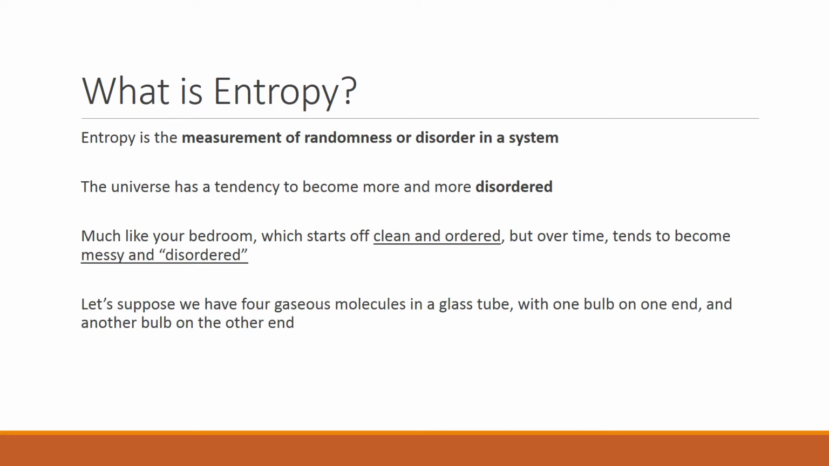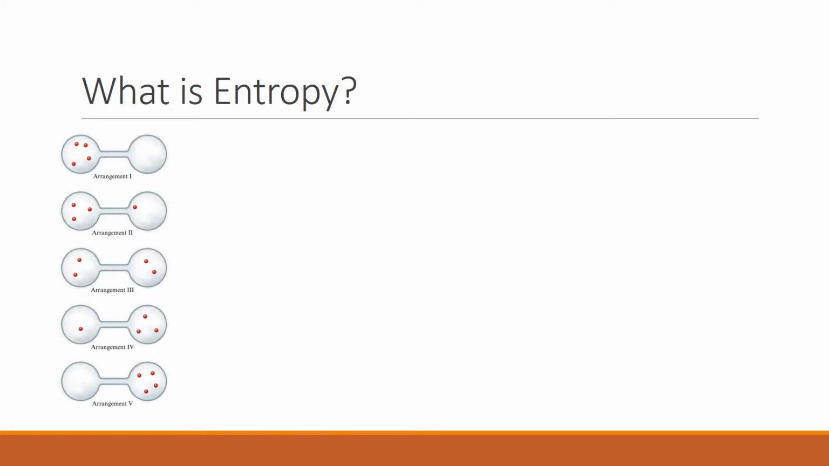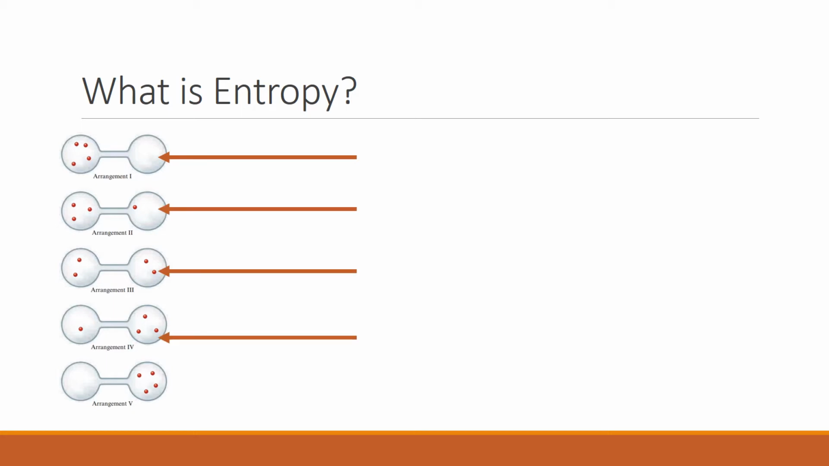So let's suppose that we have four gaseous molecules in a glass tube with one bulb on one end and another bulb on the other end to better illustrate this idea of randomness or disorder. Here's the bulb with the four molecules. You'll note that there are 5 different ways that we can arrange the four molecules. We can have all 4 in the left bulb, 3 in the left and 1 in the right, 2 in the left and 2 in the right, 1 in the left and 3 in the right, or all 4 in the right bulb.